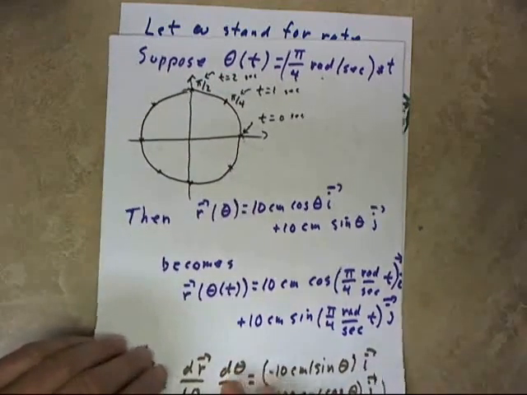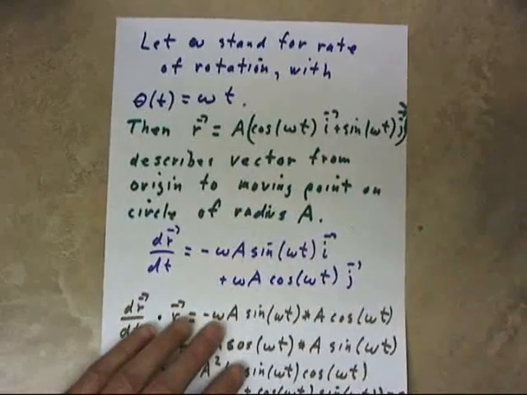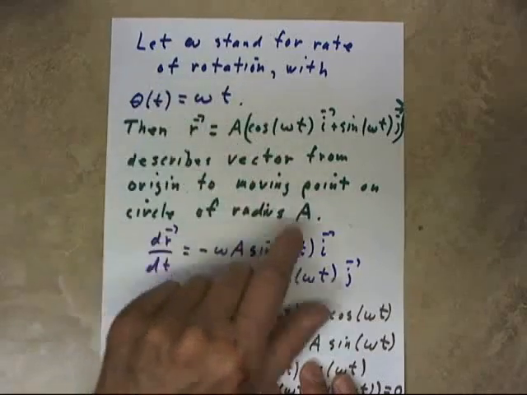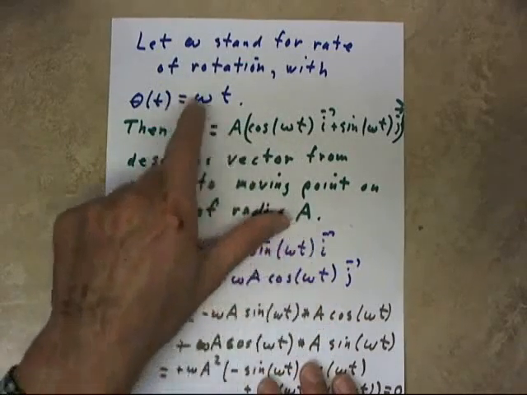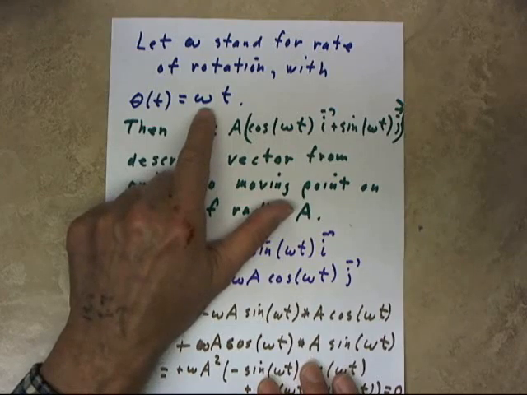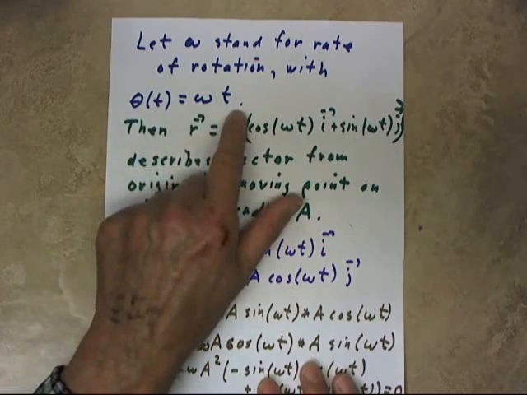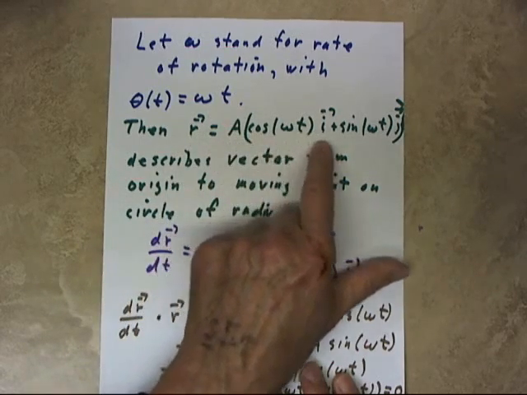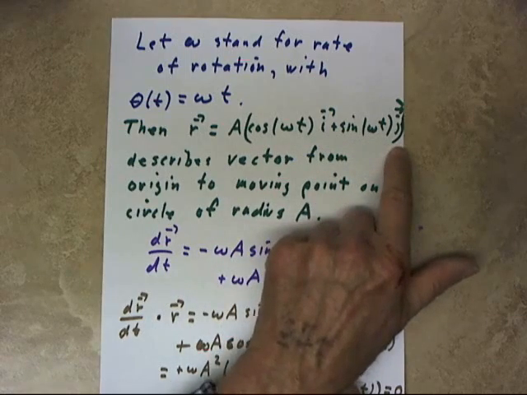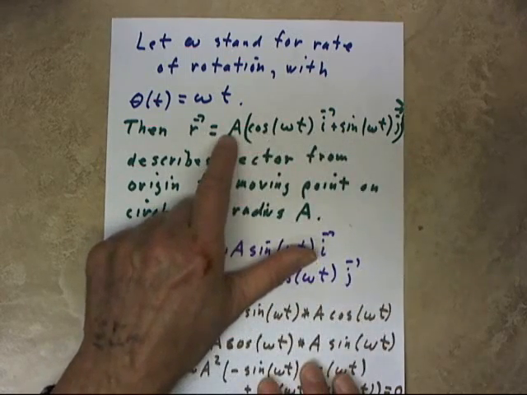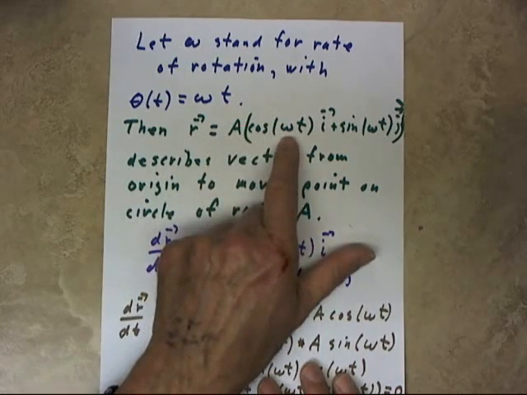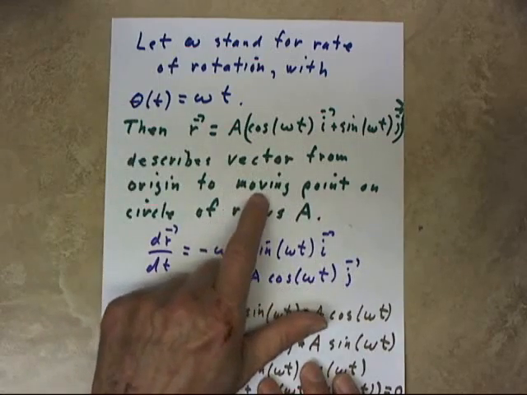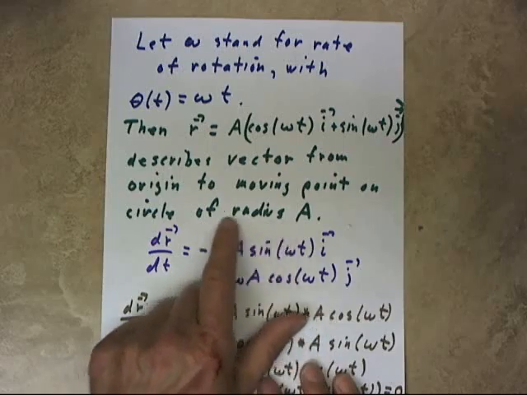circle in time. Now we're going to let omega stand for the rate of rotation around the circle, or the rate of travel around the circle, instead of the pi over 4 radians per second. And we're going to have theta of t equals omega t, giving us the function r equals a cosine of omega t i plus sine of omega t j. A would be like the 10 centimeters we had previously. Omega would be like the pi over 4 radians per second. Now this describes a vector from the origin to a point moving on a circle of radius a.